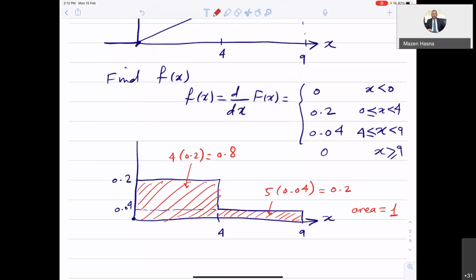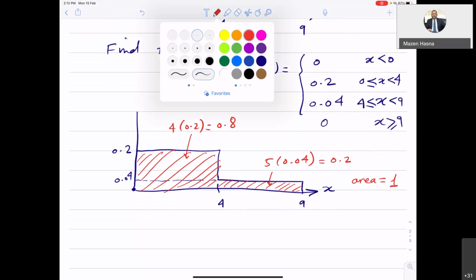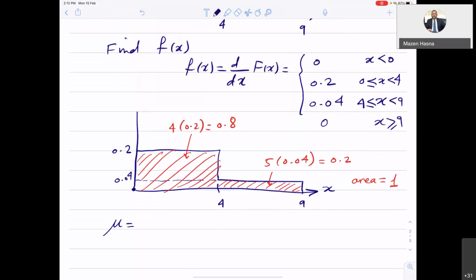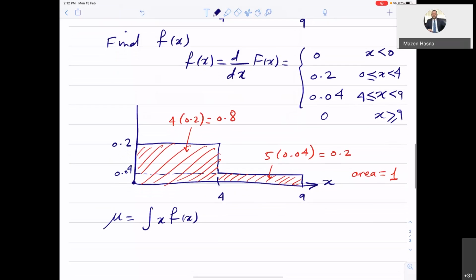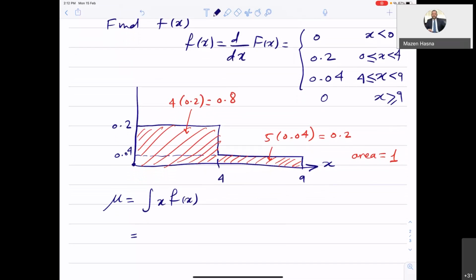What's the mean? If I ask you to calculate the mean, just use the definition: x times f of x. By the way, do you expect the mean to be greater than 4 or less than 4? Less than 4. Why less than 4? Because before x equals 4, the magnitude is bigger, or the area is bigger. Logically, if you see it, the balance is more to the left. So we have more probability less than 4.